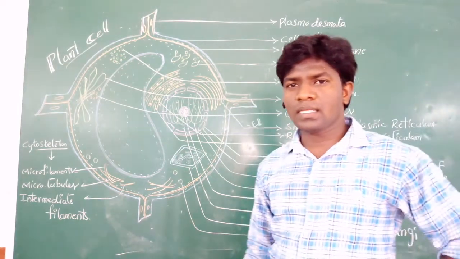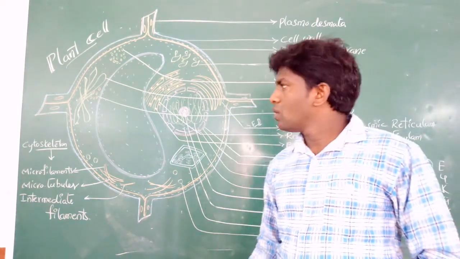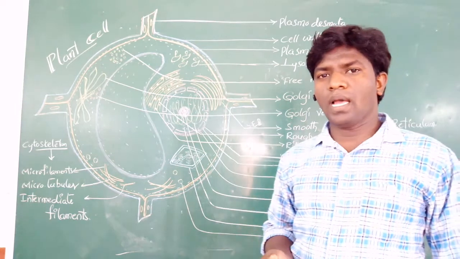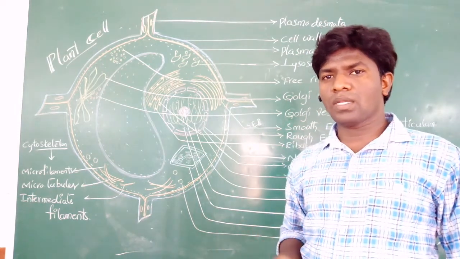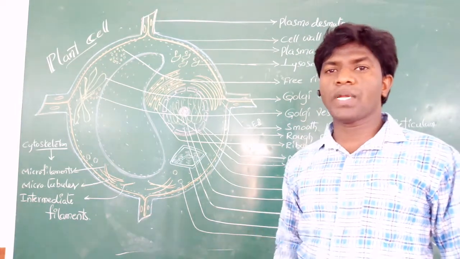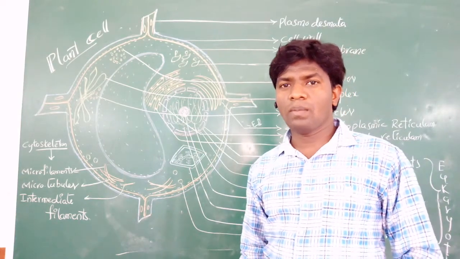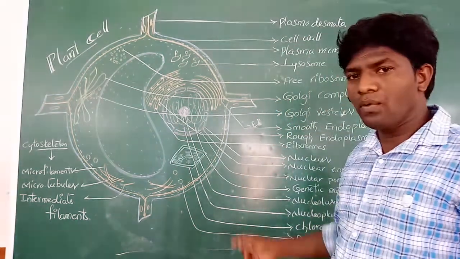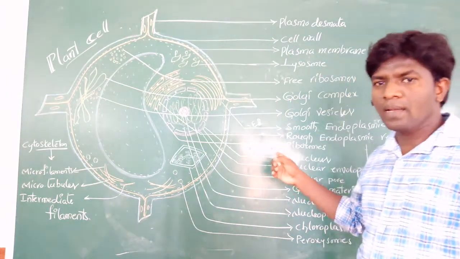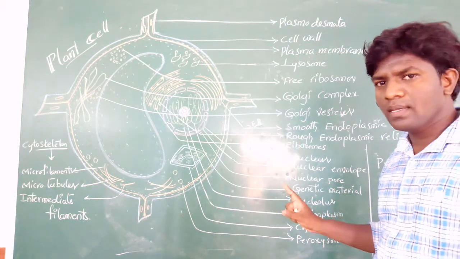So more details I will explain in the next class. Okay, I will explain about plant cell and animal cell. I will tell you the differences between plant cells and animal cells. Okay, have you observed clearly? Yes, is it okay? Yes.